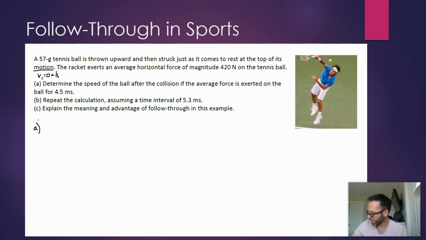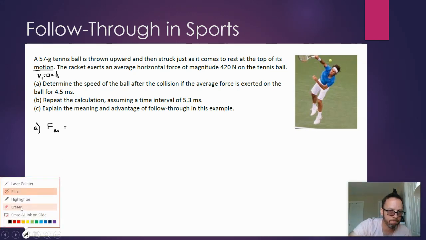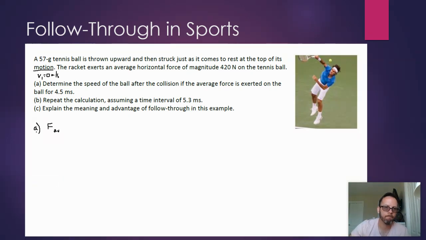All right, so for part A, I'm going to set the problem up this way. Average force times time equals change in momentum. I'm setting it up this way because I'm given the force and I'm given the time. And I'm going to expand on delta P there. We know that's mv2 minus mv1, but mv1 is 0 because the object was at rest initially.